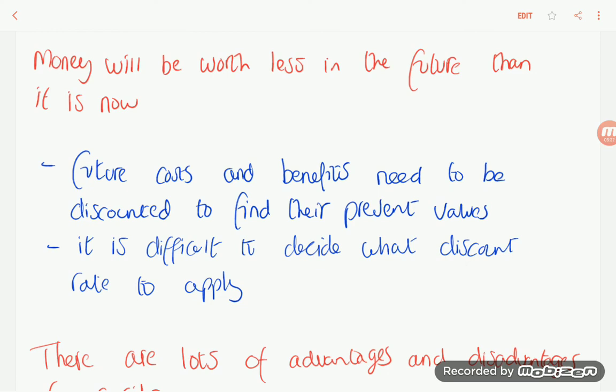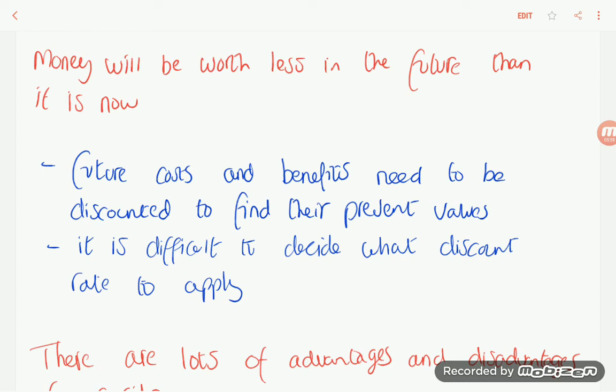The difficult part is trying to decide what discount to apply to future costs and benefit. So, are we going to say that inflation goes up by 3% or 5% or what? We have no idea. In some cases, we can predict that inflation goes up by 2%, but how accurate is that? Some products, for example, cars, their value erodes dramatically over time.